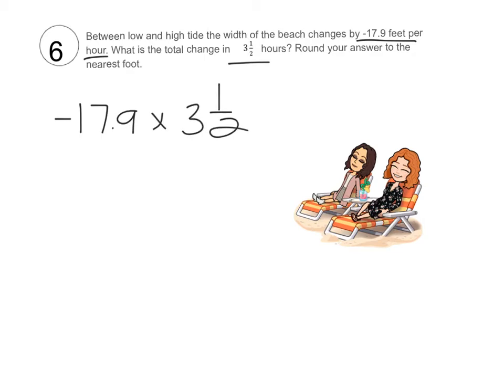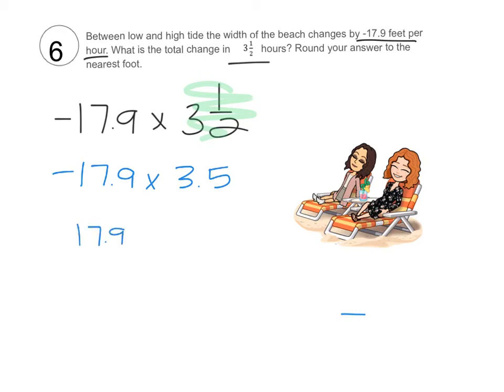So for this, we do have to change at least one of them so that it's either all decimals or all fractions. The easiest thing to do is going to be to change 3.5 to a decimal because we know that a half is 0.5. So we've got negative 17 9/10 times 3 5/10. So we multiply, our answer will be negative in the end.